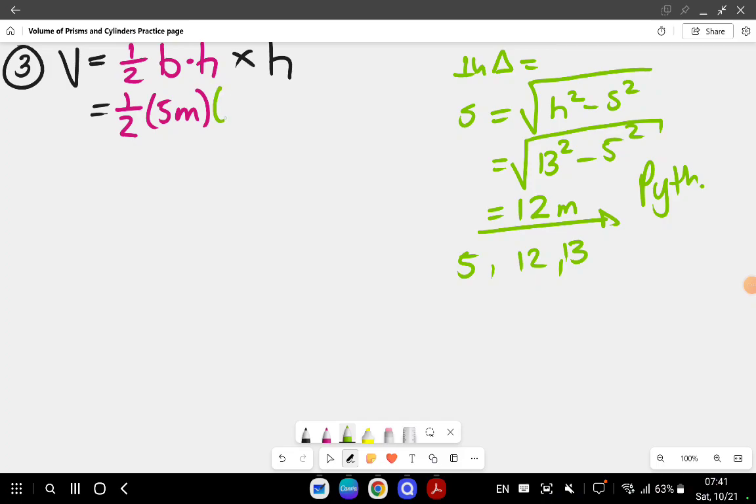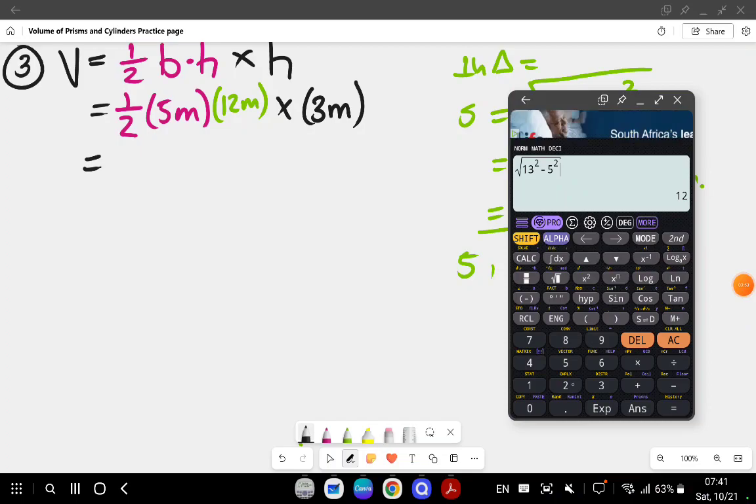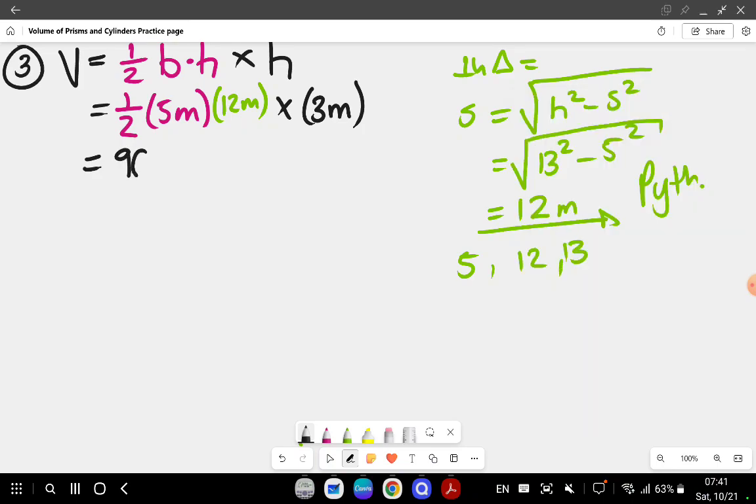So now I can input this 12 meters over there, and I multiply that by a height of 3 meters. Sorry. A half, hold on, let's clear the screen. A half times 5 times 12 times 3 gives me a total of 90 meters cubed.